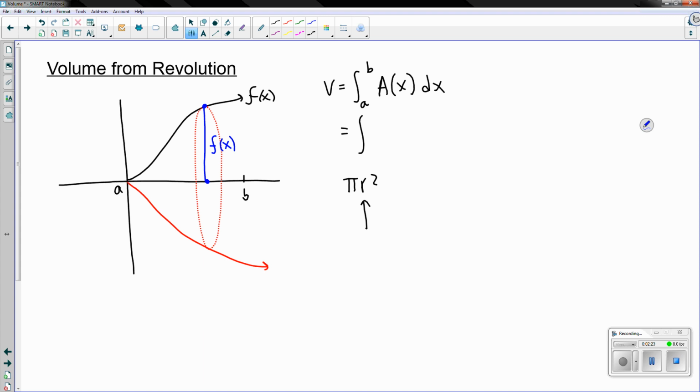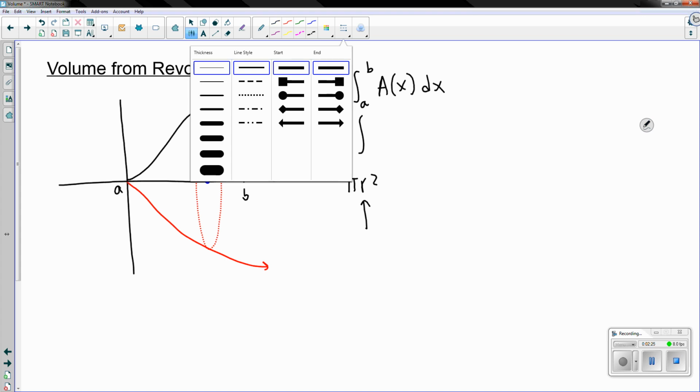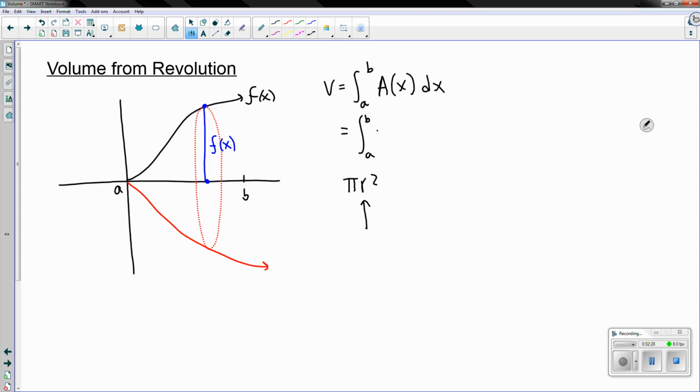So what are we going to integrate? From a to b, pi f of x squared dx. There's your volume from revolution of the function defined in terms of x around the x-axis.